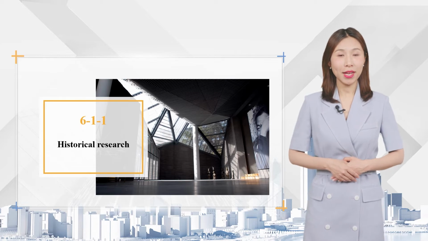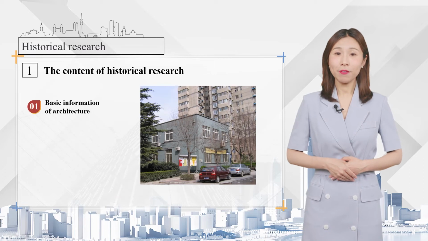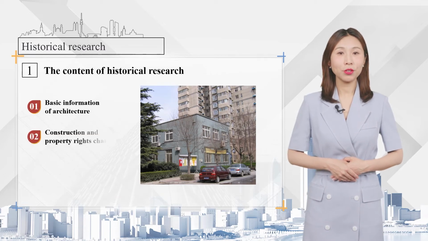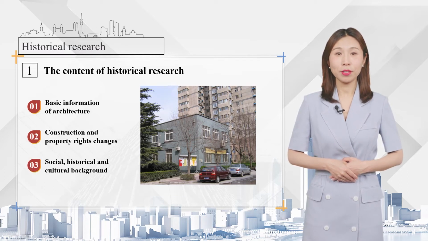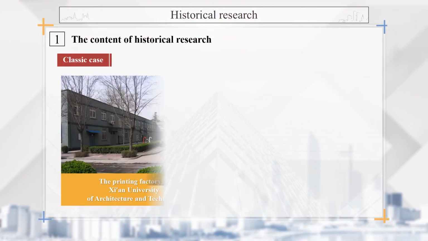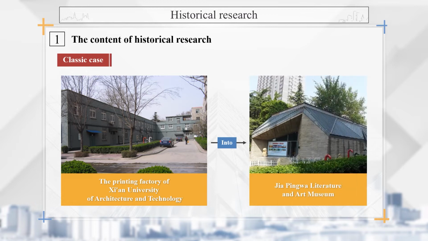Historical research is a study of the history of buildings, understanding and mastering the past of buildings and their activities. Historical research includes the following 3 aspects: basic information of architecture, construction and property rights changes, social, historical, and cultural background. Let's take the project of transforming the printing factory of Xi'an University of Architecture and Technology into Jiapingwa Literature and Art Museum as an example to explain historical research.